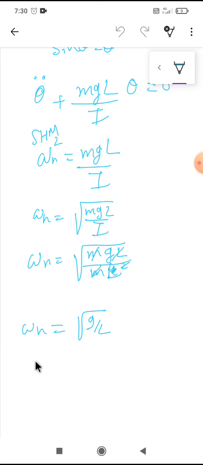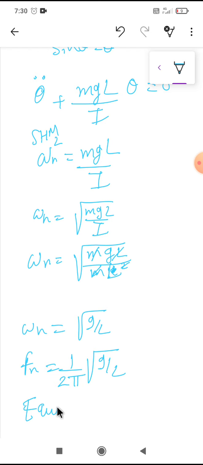Now if I want to write it as a linear frequency, fn is equal to 1 upon 2 pi under root g by l. So this is the form of linear frequency, and this is the form of angular frequency. This we have solved with the help of the equilibrium method, or we can say Newton's method.